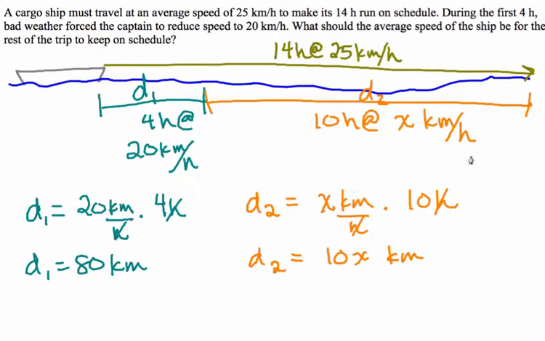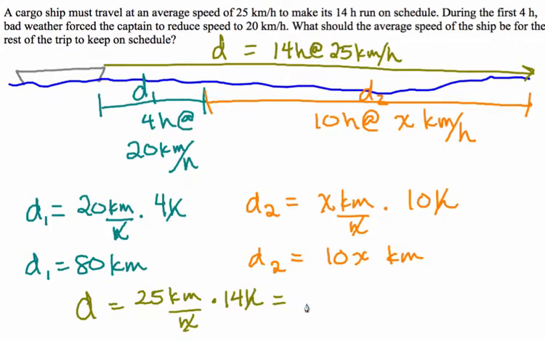We need to know the total distance that the cargo ship needs to go. So the total distance, d, is going to be 25 kilometers per hour. That's the average rate that they need to achieve, times the 14 hours that they need to get there in. So crossing out the hours here, 25 times 14 comes out to 350. So the total distance that they need to travel is 350 kilometers.